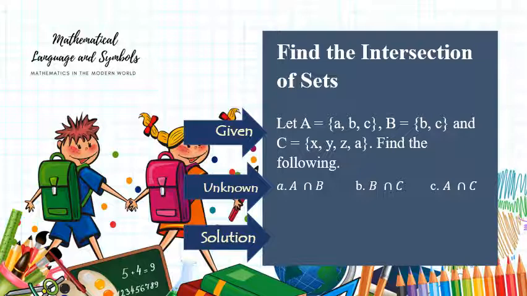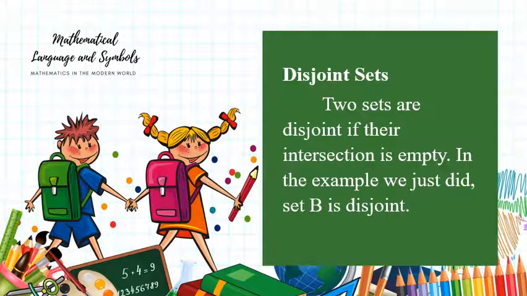Let's check if those answers are correct. Yes, we're correct. A ∩ B is {b, c}. B ∩ C is the empty set because there is no common element. And A ∩ C is {a}. So we have disjoint sets. Two sets are disjoint if their intersection is empty. In the example we just did, sets B and C are disjoint. Why? Because the intersection is empty.